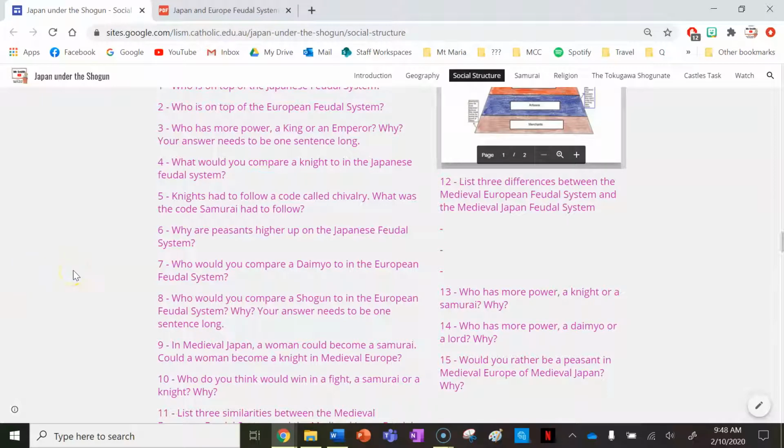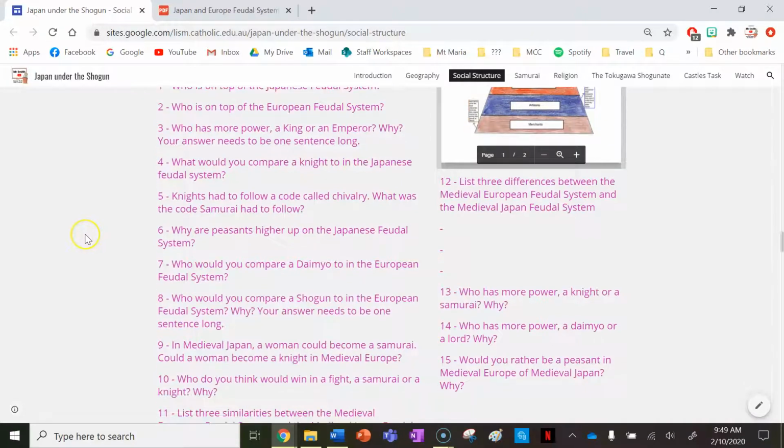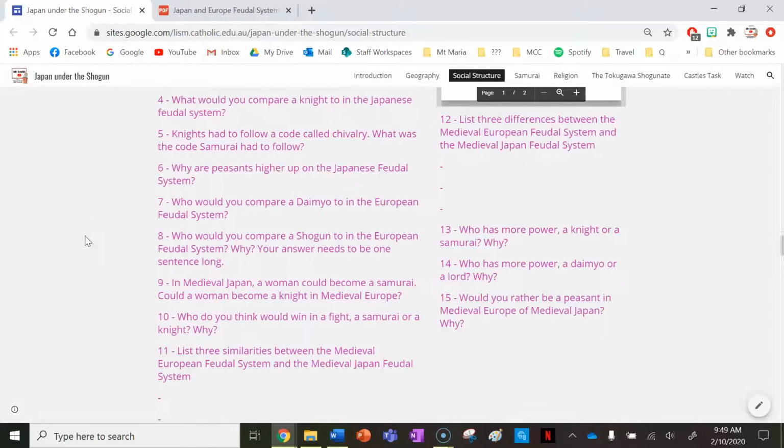Number 8, who would you compare a shogun to in the European feudal system? Why? And your answer needs to be 1 sentence long. Again, in your books, I'd actually compare a shogun to a king. They have very similar roles in distributing land and taxes in exchange for loyalty. So I'd say a king and a shogun are very similar. And that's just a testament to how powerful shoguns were during medieval Japan, how much respect and how much power they had as well.